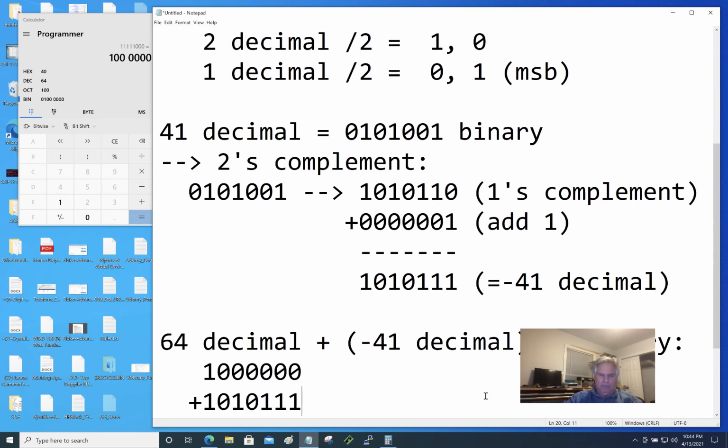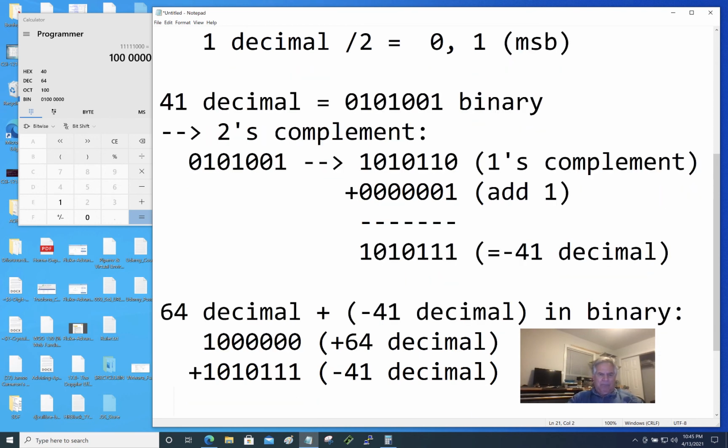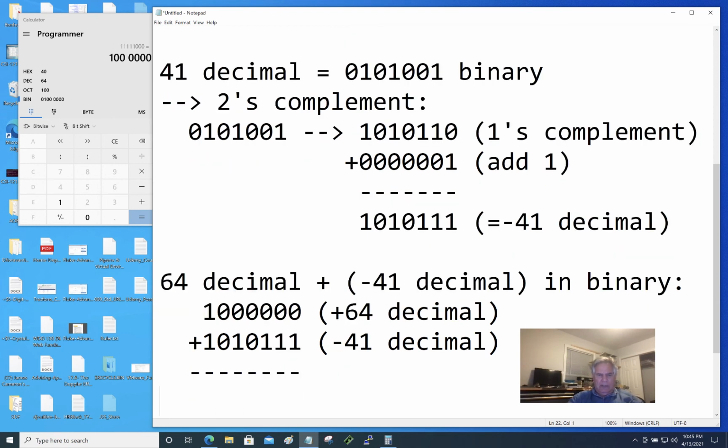1010111, because this guy is 64. Okay, 64 decimal, and this guy is minus 41 decimal. Of course, he's in 2's complement. We come over here like this, put our line there, and now let's perform this addition.